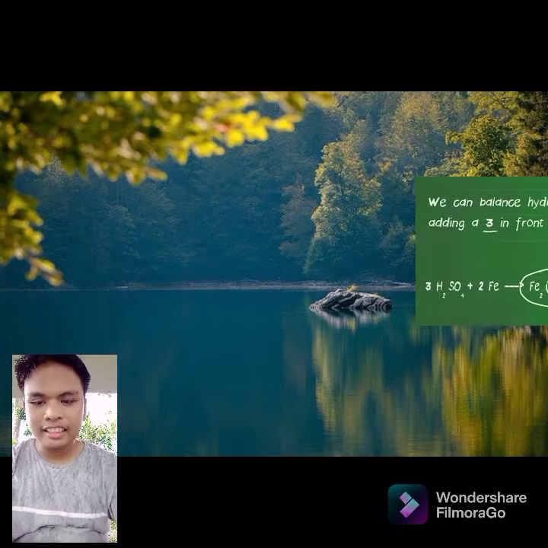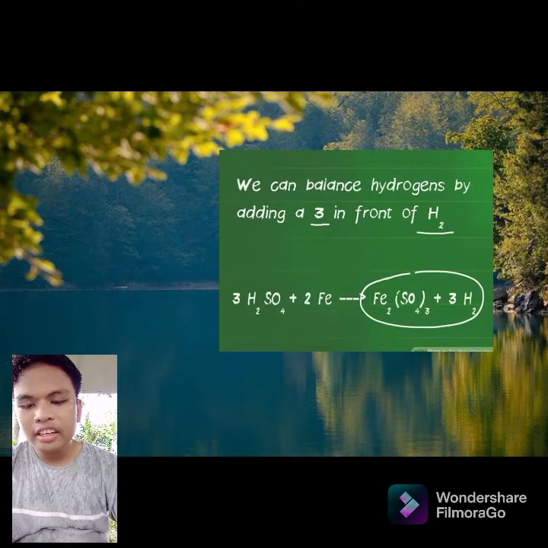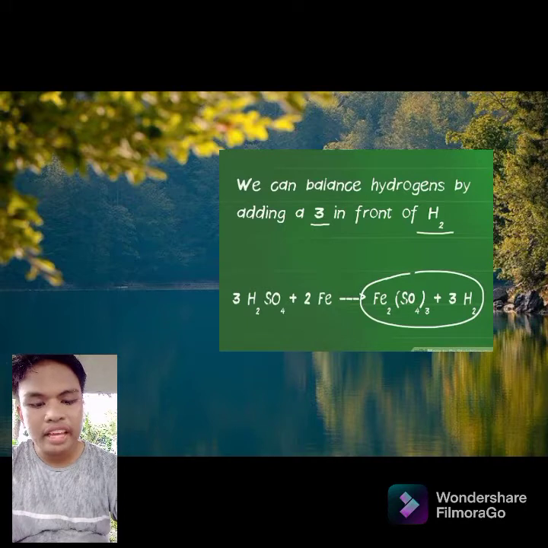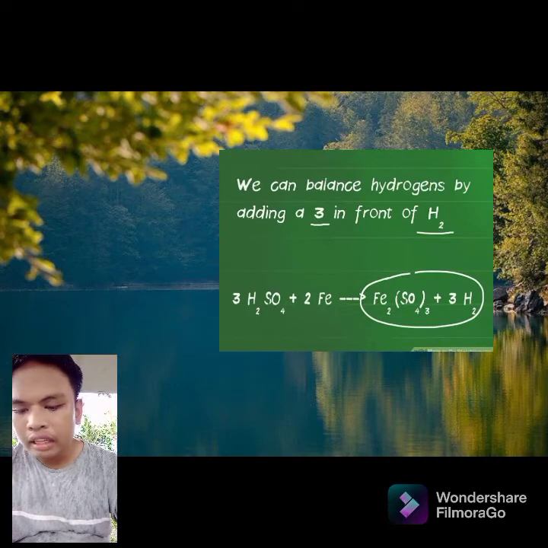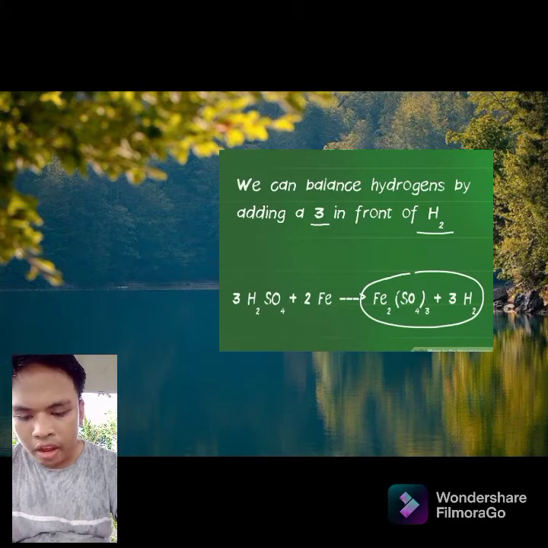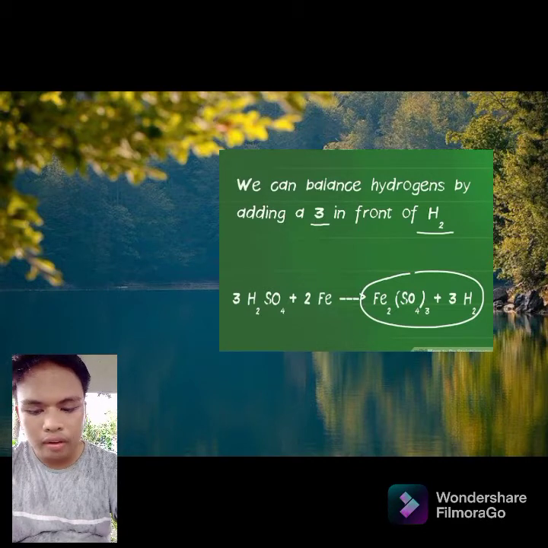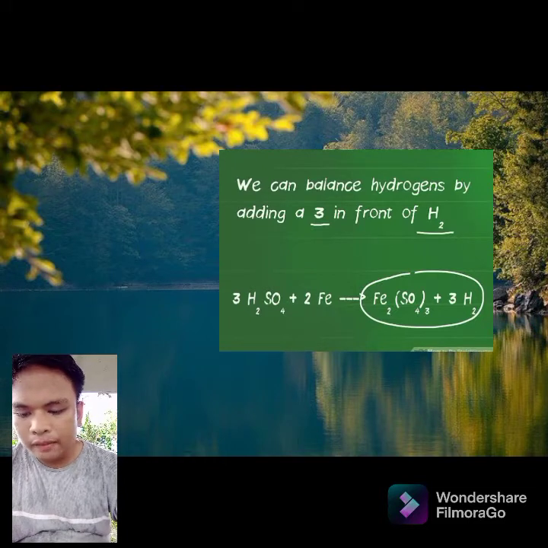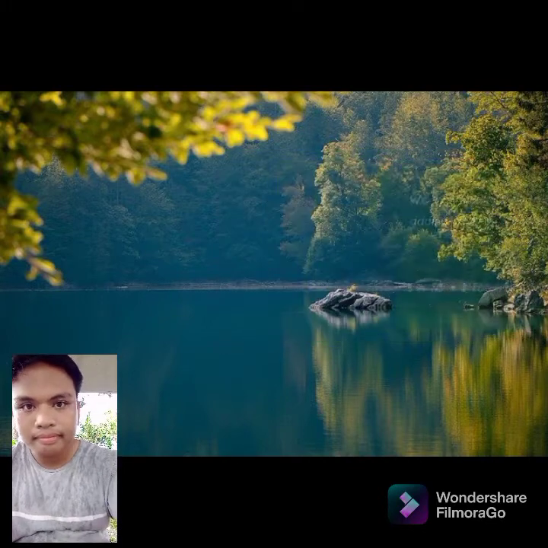Balance the hydrogen and oxygen atoms. In our example, we added a 3 in front of H2SO4 and now have 6 hydrogen on the left and only 2 on the right side of the equation. We also have 12 oxygen on the left and 12 oxygen on the right, so it is balanced. We can balance hydrogen by adding a 3 in front of H2. Our final balanced equation is 3H2SO4 plus 2Fe gives Fe2(SO4)3 plus 3H2.